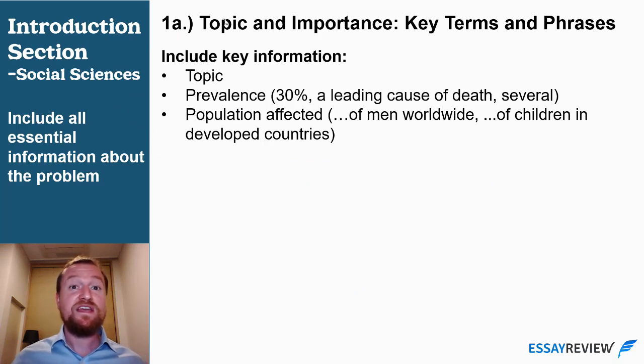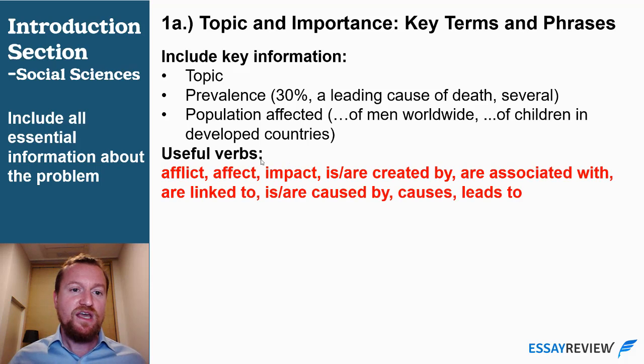Okay. So we're going to break each section down into several subsections. So for looking at the social sciences, we'll start with social science structure. You want to start with the topic and importance and identify the key terms and phrases. So include the topic, the prevalence, the population affected, or other central information. And throughout this lecture, I will show you some useful verbs and phrases, and I've highlighted these usually in red or green. So verbs that you can use: afflict, affect, impact, are created by, associated with. There's a ton of verbs, and this is another material that we have on our website as well. We have a lot of verbs.